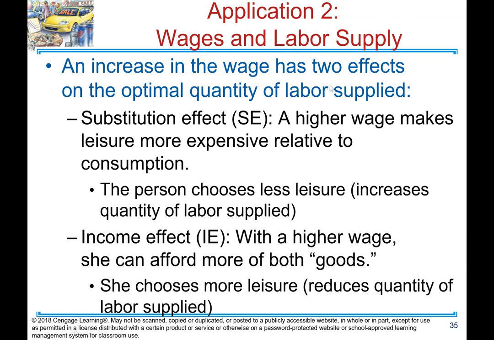Application 2, wages and labor supply. An increase in wage has two effects on the optimal quantity of labor supplied. The substitution effect: a higher wage makes leisure more expensive relative to consumption. The person chooses less leisure and increases the quantity of labor supplied. The income effect: with a higher wage, she can afford more of both goods. She chooses more leisure and reduces the quantity of labor supplied.